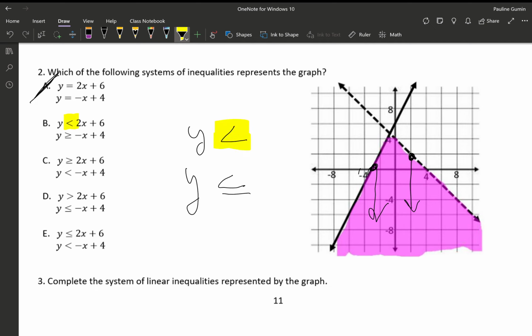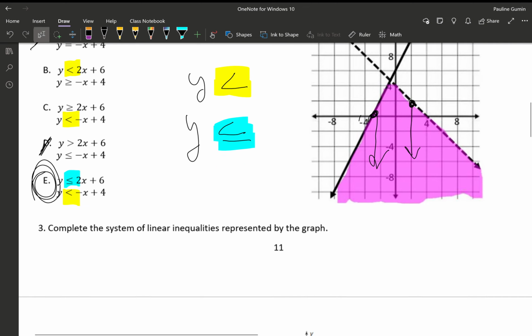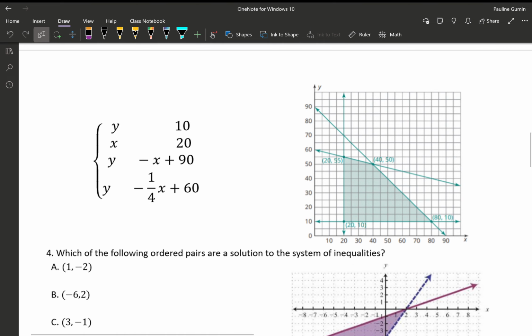All right, let's see. B has a less than, C does, and E does. That means I can cross letter D off already. Let's see which one has the less than or equal to, just letter E. Beautiful. So we didn't have to look at the y-intercepts this time because our symbols were unique enough to give us our answer.